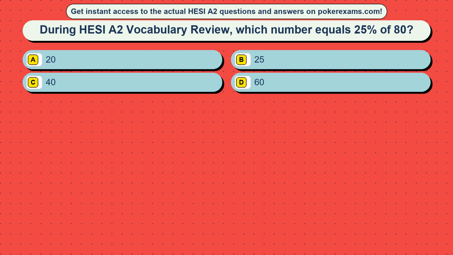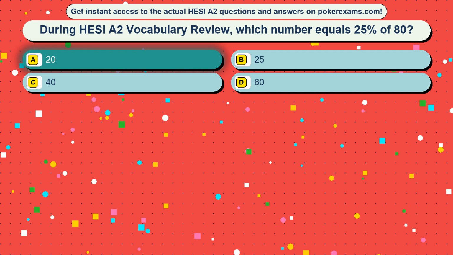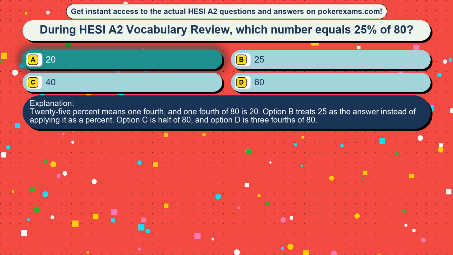Question 21. During HESI A2 Vocabulary Review, which number equals 25% of 80? Option A, 20, option B, 25, option C, 40, option D, 60. The correct answer is option A, 20. 25% means 1/4, and 1/4 of 80 is 20. Option B treats 25 as the answer instead of applying it as a percent. Option C is half of 80, and option D is 3/4 of 80.